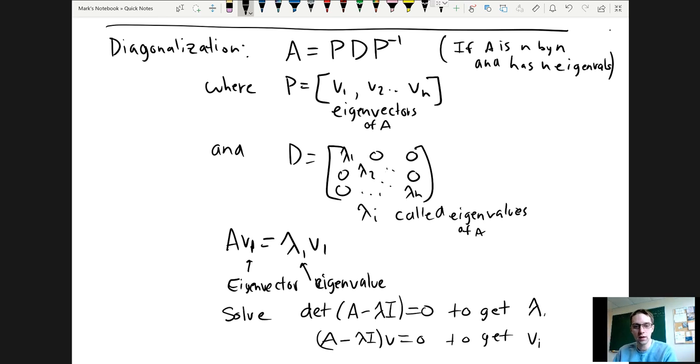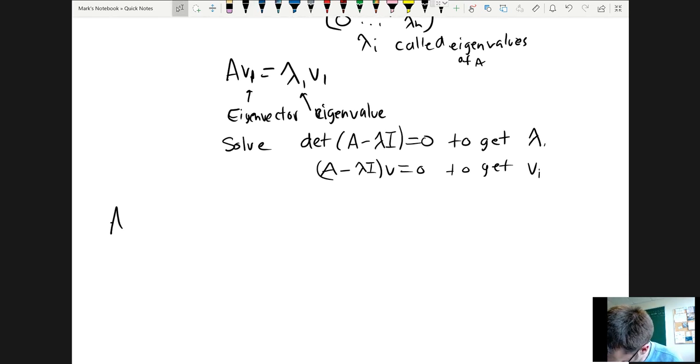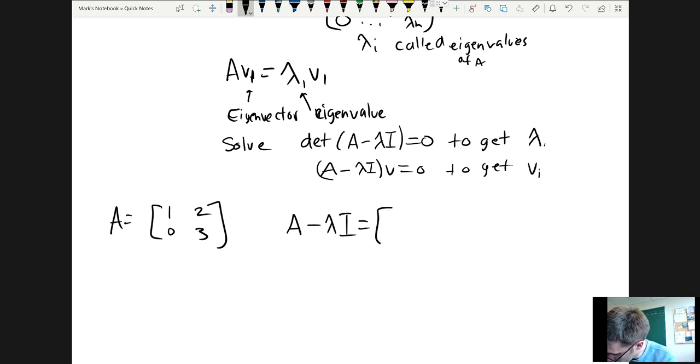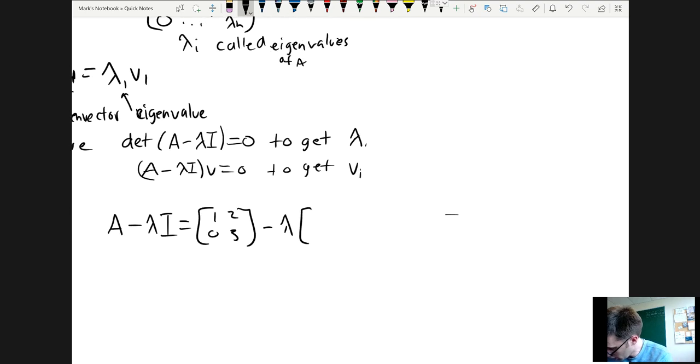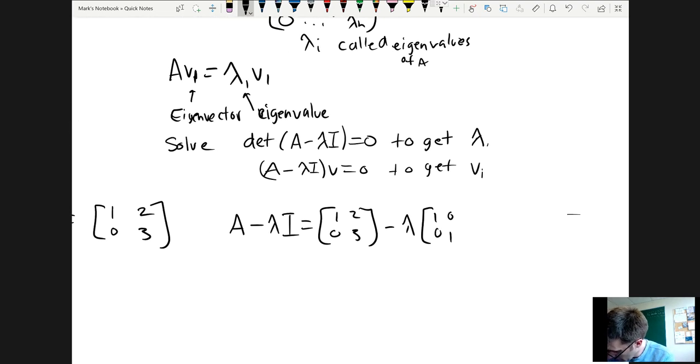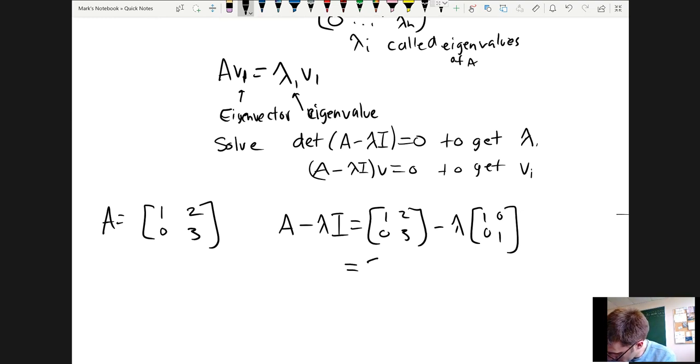All right, so let's do a quick example of that, and then we'll see if we can understand how this diagonalization helps us. So suppose A equals the matrix, let's just pick something simple, how about [1, 2; 0, 3]. Let's see if we can find the eigenvalues. We're going to start off by computing the matrix A minus lambda times the identity matrix, which would be [1, 2; 0, 3] minus lambda times the identity matrix, which has just ones along the diagonal. If I group all those together, we'll have [1 minus lambda, 2; 0, 3 minus lambda].